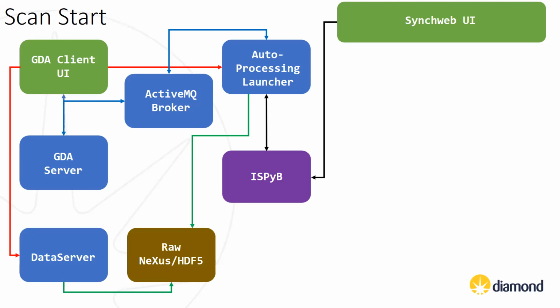At the same time, the GDA client gets the ActiveMQ notification saying the scan started, here's a file. Because of POSIX restrictions, it can't read the data directly, but we have a data server that's running on a GPFS mount, which can. So the GDA client talks to the data server, asks it for the Nexus structure or any useful data sets that it wants to display to the user. And so the user can start to see the raw data coming in.